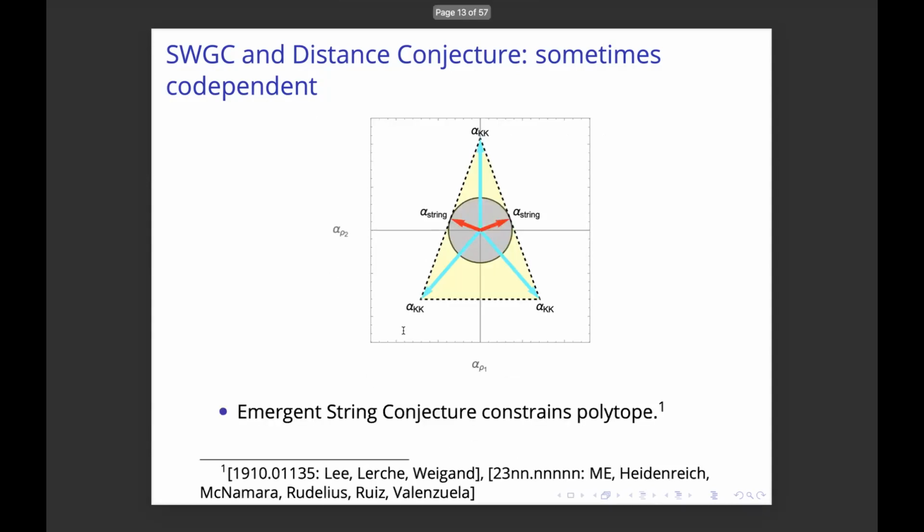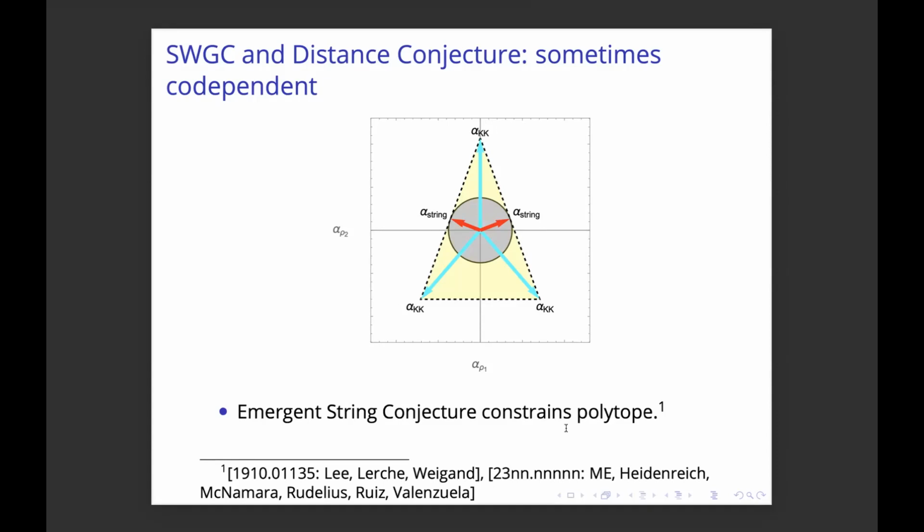Actually, just as an aside, we can go a little bit further. If we assume the emergent string conjecture, then for any infinite distance limit, we have decompactification or tensionless strings. We can further constrain figures like this. It turns out that assuming the emergent string conjecture and assuming that the scalar charge to mass ratio vectors don't slide and the moduli space is flat, forces these vertices to correspond to either KK modes or string oscillators.